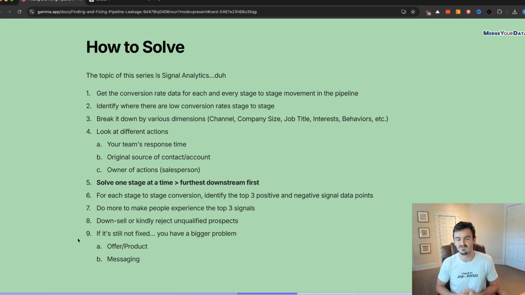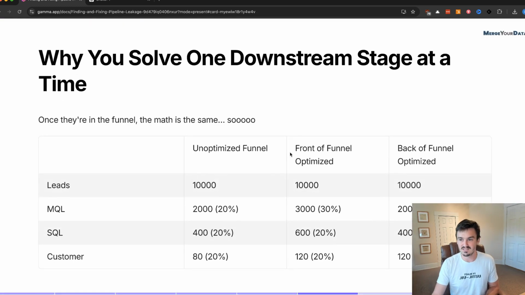Nine, if it's still not fixed, you have a bigger problem. This can be a discussion that can be bumped up to the top, honestly. But if you've gone through all these actions, it's time to escalate this. There could be an offer or product problem that needs to be fixed. That's a core business issue. It could be messaging overall that's been agreed upon. That could be a core issue. And there are other core issues that pop up that are not related and cannot be solved with just data. It can be exposed with data, but it cannot be solved.